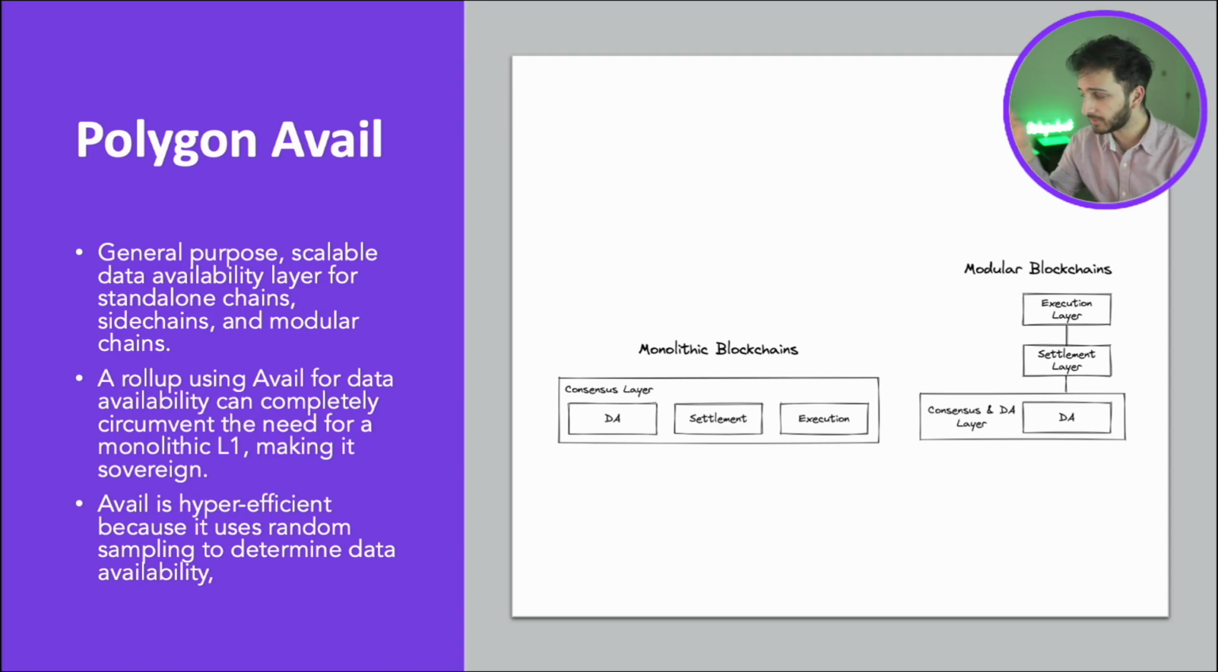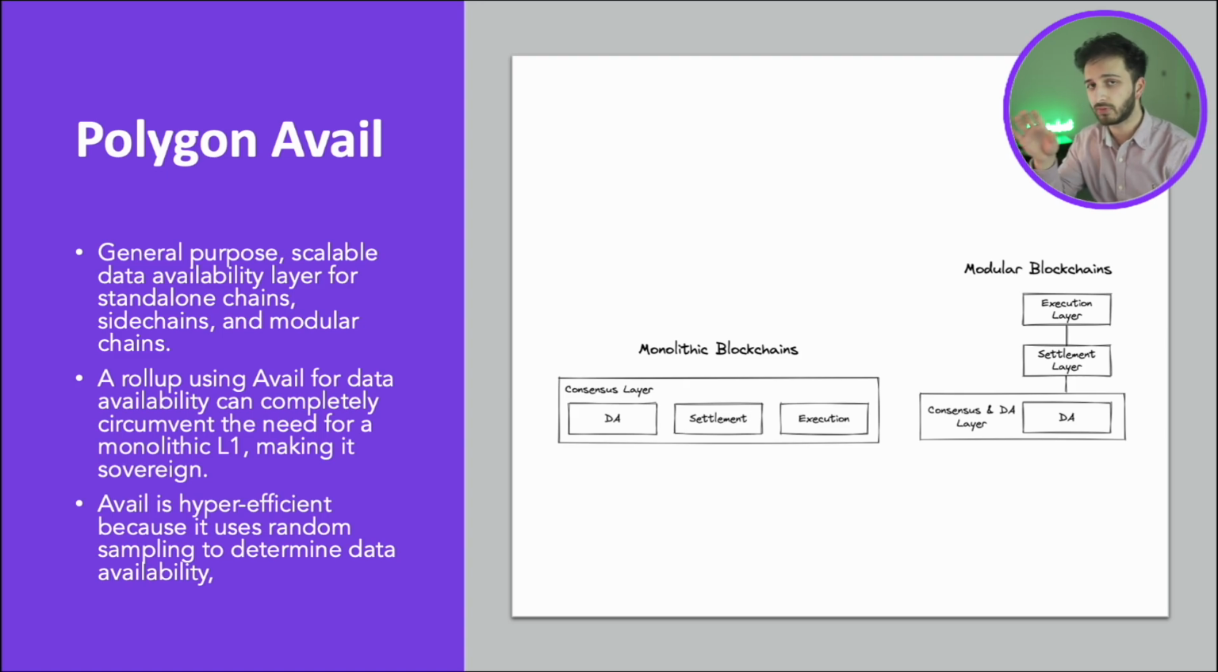And by creating a modular blockchain like this, Polygon Avail can really focus on data availability, and it uses something called random data sampling, which Celestia also uses, making it very hyper efficient. So it'll be interesting to see how this comes about and what form Polygon Avail takes.